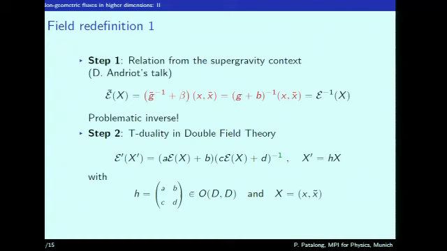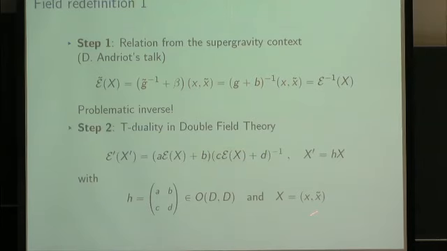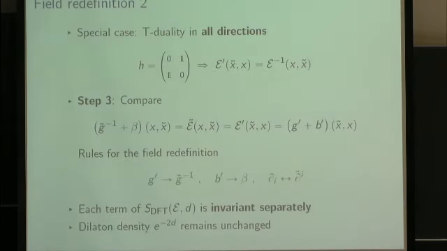But step 2 now says that if you look at T-duality in general in double field theory, you find this transformation rule here given by some O(D,D) matrix h, A, B, C, D. And in particular, you can note if you set B and C to 1 and A and D to 0, you exactly get the inverse. So somehow it seems that T-duality might help to formulate this field redefinition. But you note also that the coordinates transform accordingly. So in the special case I just mentioned, you find exactly what you need.